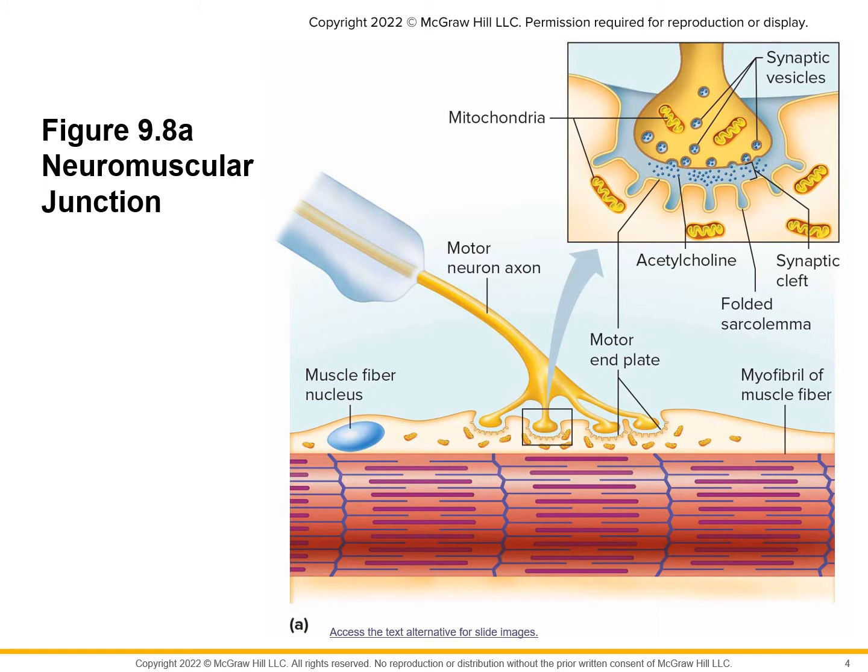So this is a picture of it. You can see this is the synaptic cleft. This is a motor neuron. Inside of here, we've got synaptic vesicles. They are holding the neurotransmitter. This little folded in area is the motor end plate. These little dots are the neurotransmitters.